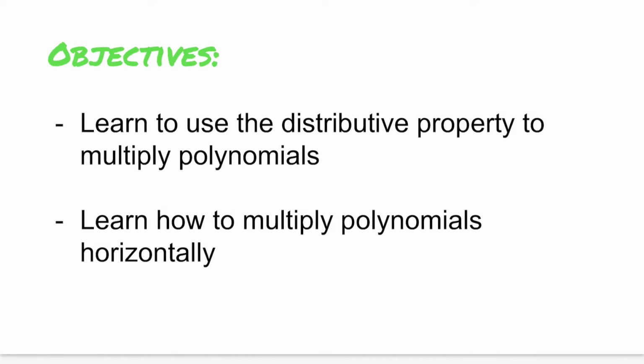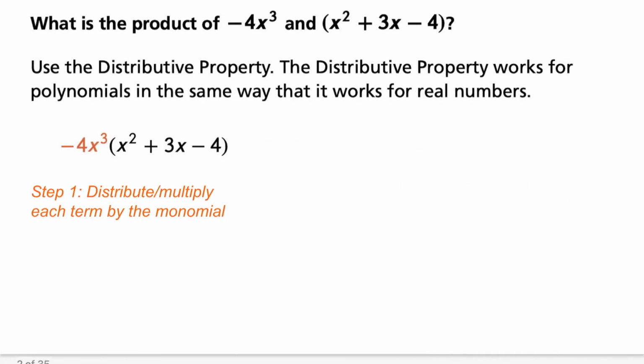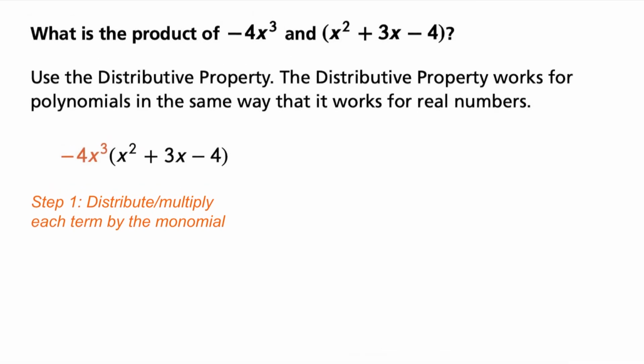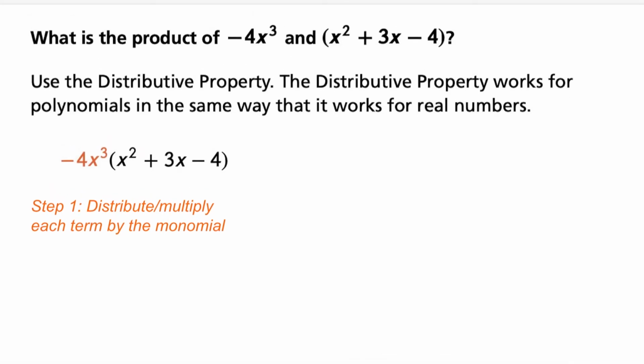In this video, we're going to learn how to use the distributive property to multiply polynomials and learn how to multiply polynomials horizontally. So we're first going to learn how to use the distributive property to multiply monomials and polynomials. So you're going to take the monomial and put it on the outside, and then using the distributive property, we'll multiply that number on the outside by each of the inside terms, or the terms inside the parentheses.